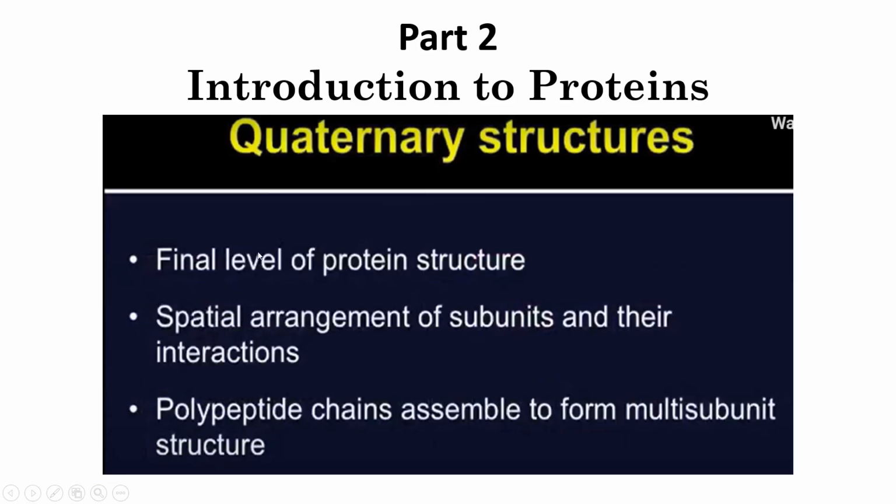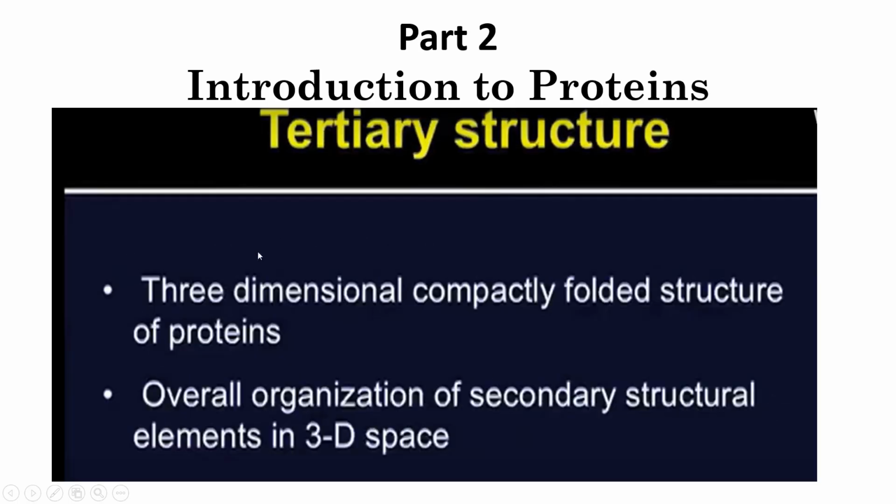So there are disulfide bonds, etc. There are different interactions like van der Waals forces, hydrogen bonds, etc. All those come into the picture when a complete 3D structure needs to be formed for a protein.